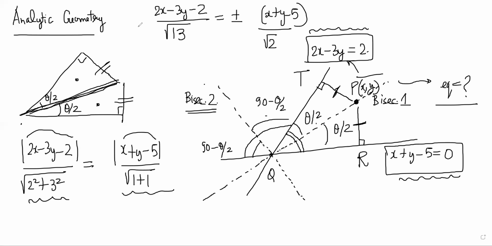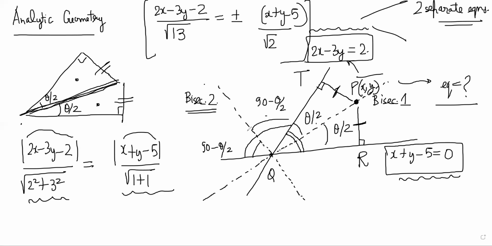So this actually, if you think about it, is two separate equations, right? Two separate equations, and each equation represents one of the bisectors. Because the rule that a point lying on the bisector is equidistant from the sides making up the angle is valid even for a point lying here, right? This would also be equidistant from this and this.